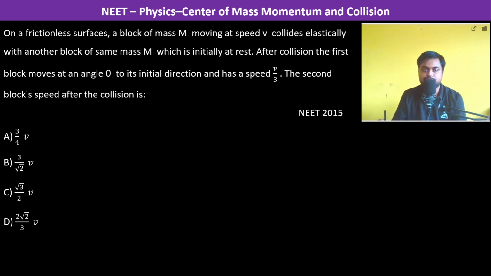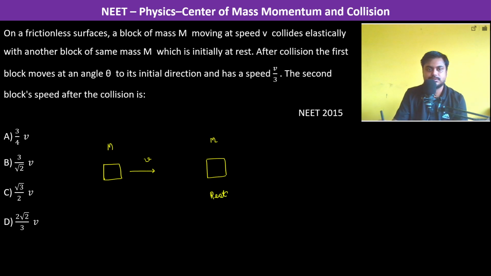On a frictionless surface, a block of mass m, so this is mass m, moving at speed v, collides elastically with another block of the same mass m, which is initially at rest, and the collision is elastic.